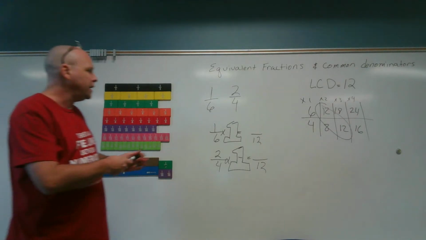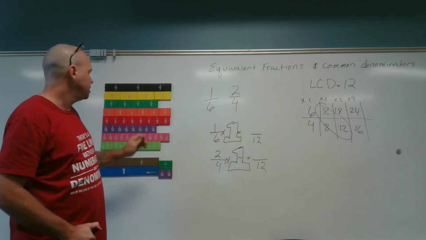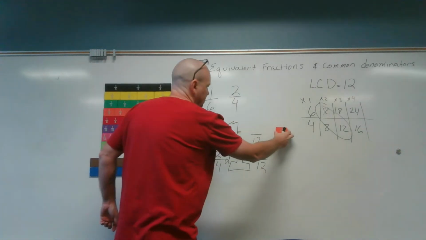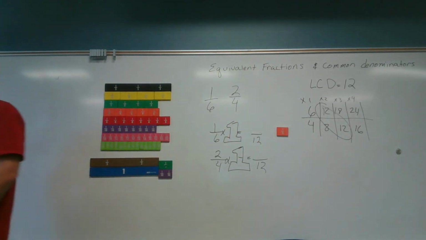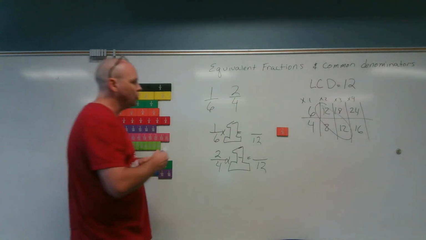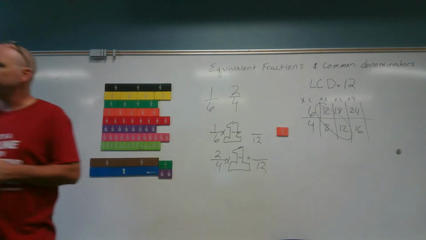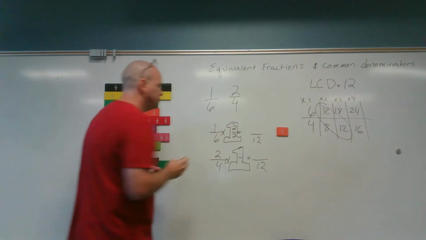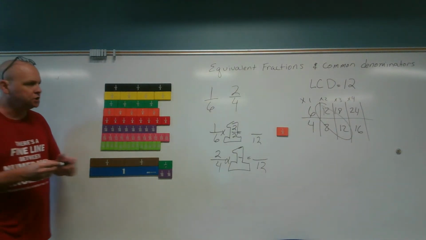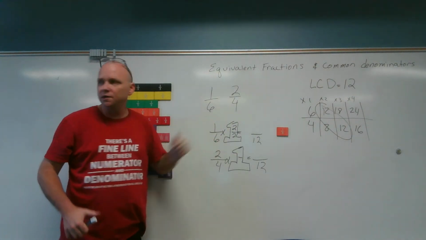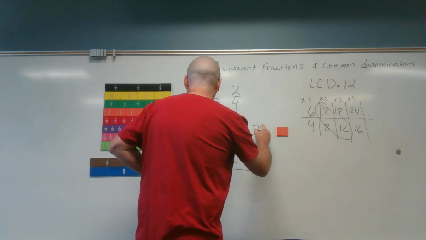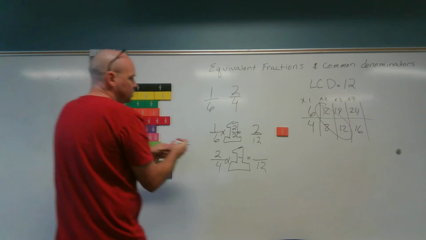All right, so now I have 1/6, and I want to change that into something over 12. Jaren, what would I multiply by 6 to get 12? 2. I need my fraction to equal 1, so I need to do 2 over 2. So Jaren, what's my numerator? 1 times 2 is? 2. So I say 1/6 equals 2/12.